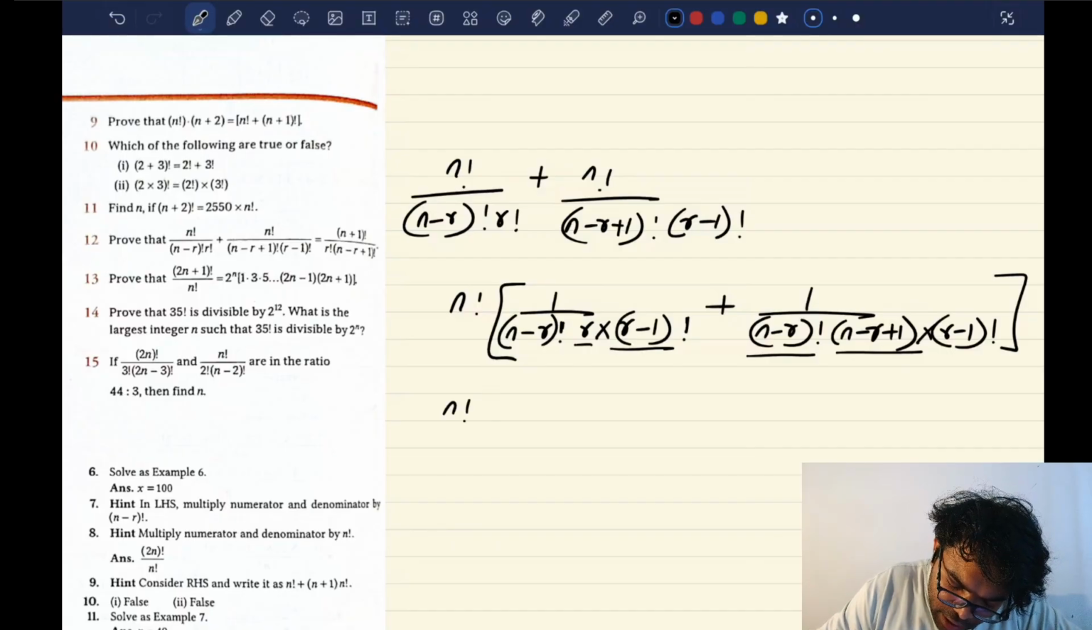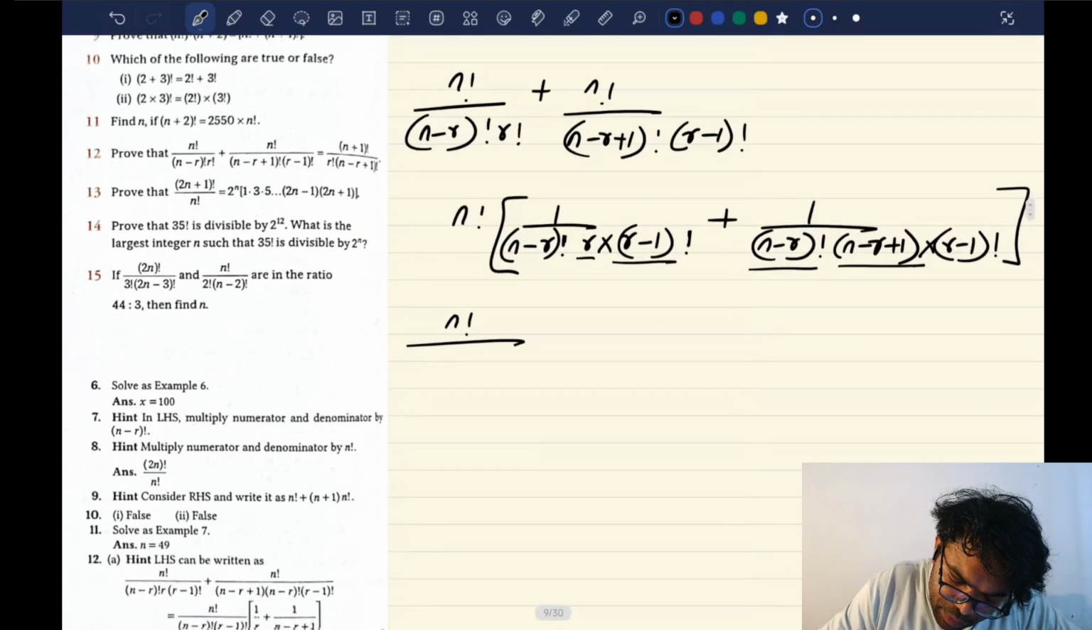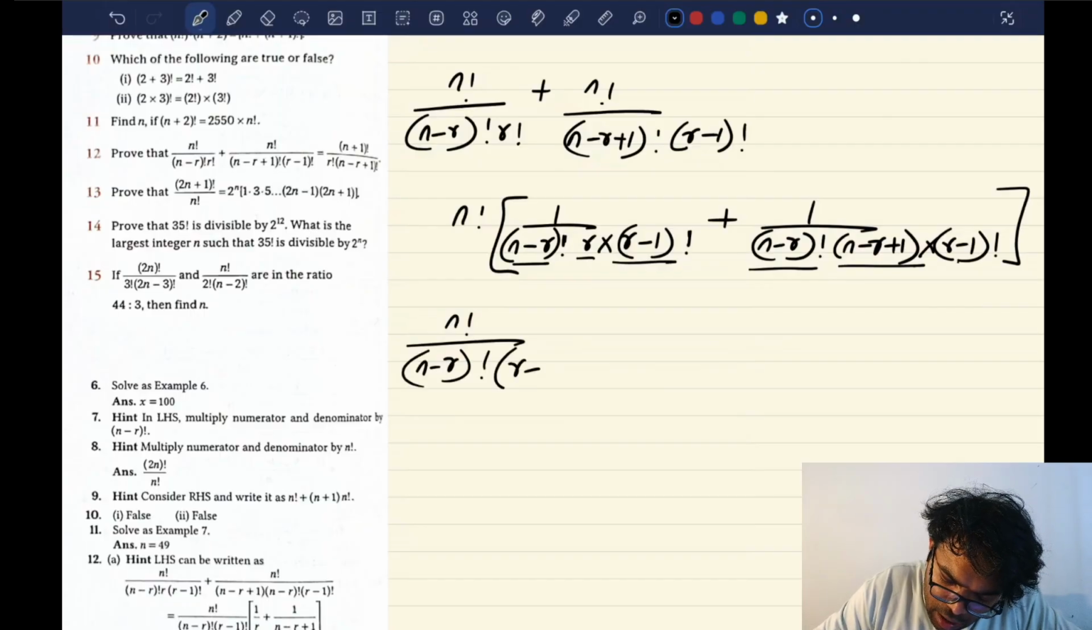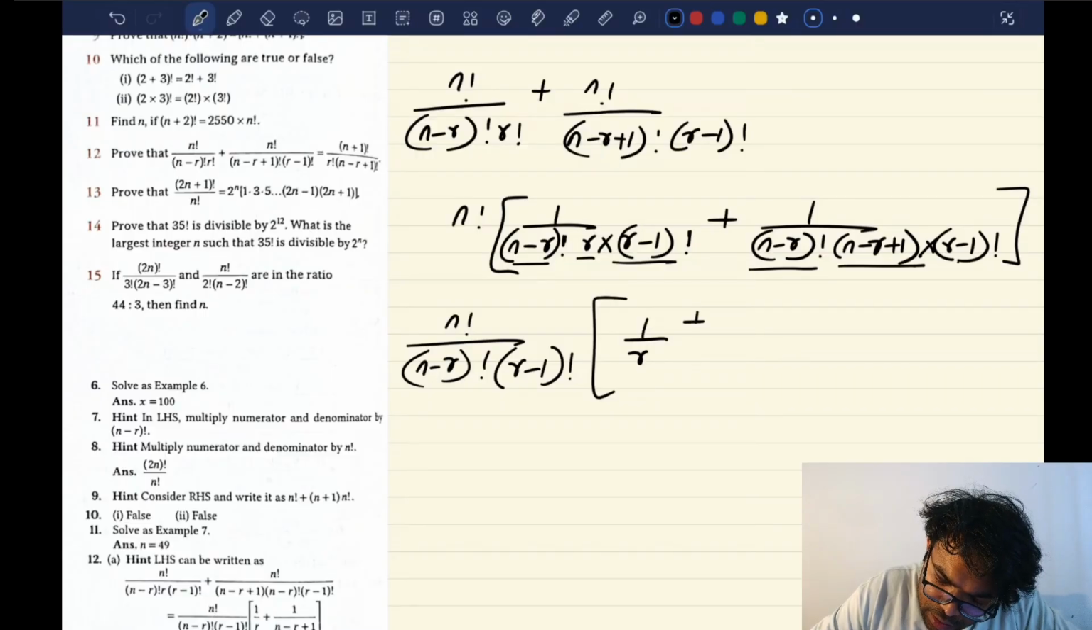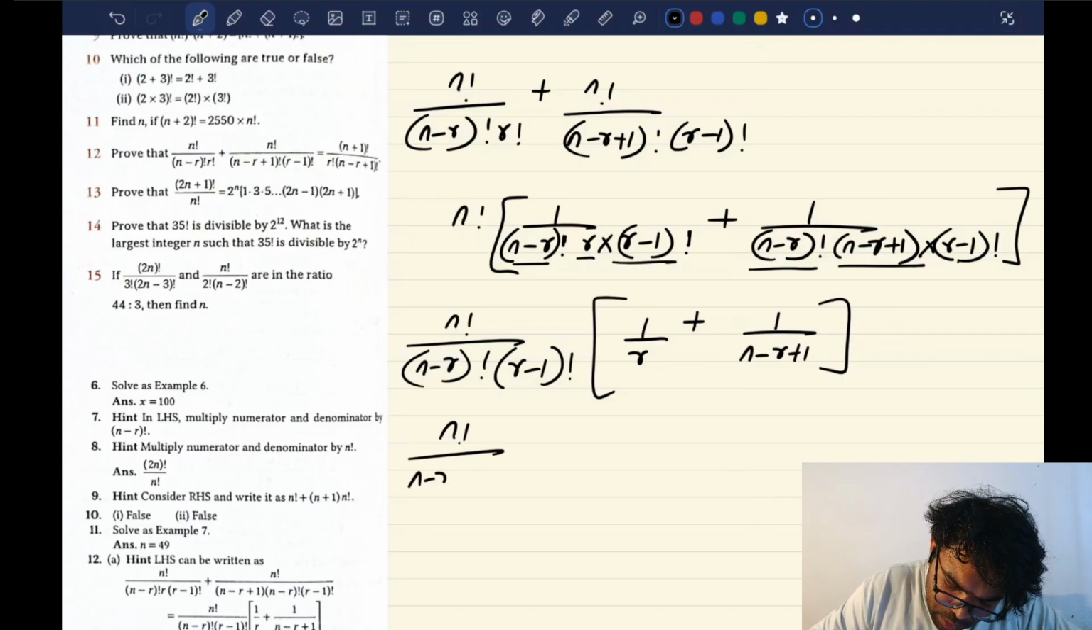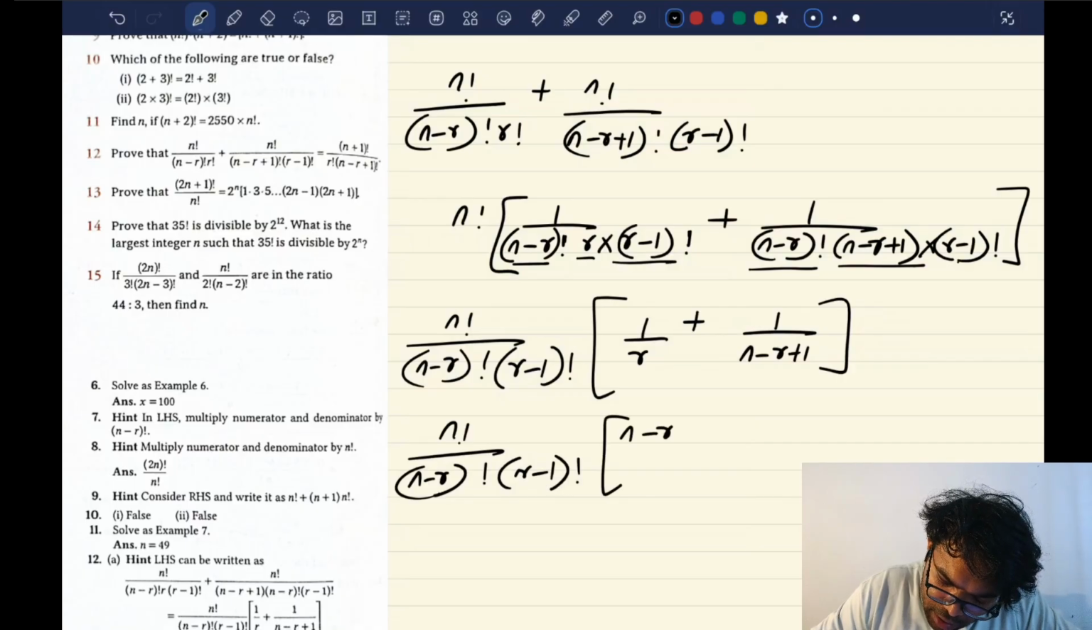So I can take the n factorial out, and I can take out this one, n minus r factorial into r minus 1 factorial, leaving 1 upon r plus 1 upon n minus r plus 1. So n factorial upon n minus r factorial into r minus 1 factorial into n minus r plus 1 plus r upon r into n minus r plus 1.